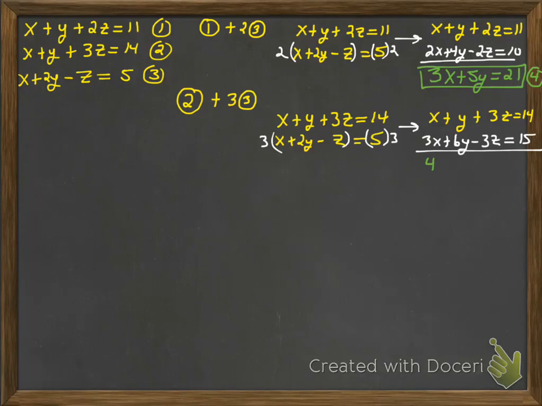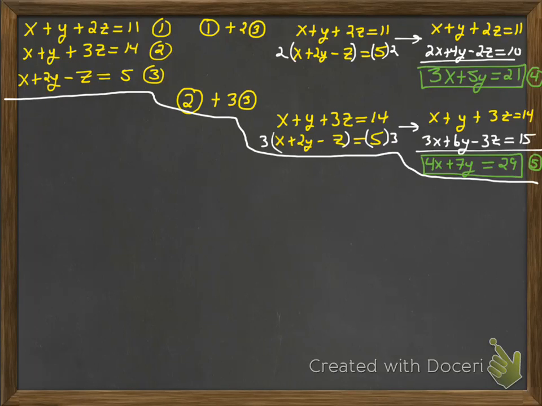And you see that we have a 3z and a negative 3z, so those are going to cancel out when I add. So I'll have 4x plus 7y is equal to 29, and that's what I'm going to call equation 5. Okay, so now that's all the new stuff. Now it turns into just a system of two equations and two unknowns. So I've labeled my equations 4 and 5, and we're going to go ahead and eliminate the x here.